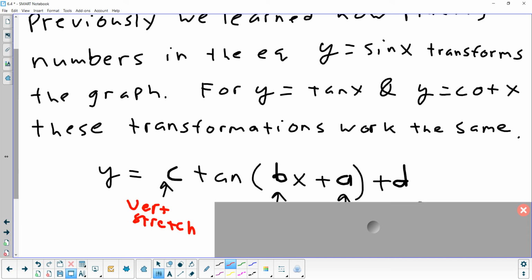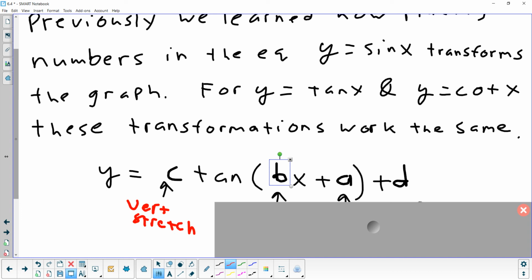What if C is a negative? What would that cause the graph to do? Yeah, reflection over the y-axis, or no, it's the x-axis. Yeah, over the x-axis. Okay, C would be a vertical reflection, and when you flip it vertically, that's over the x. How about B?